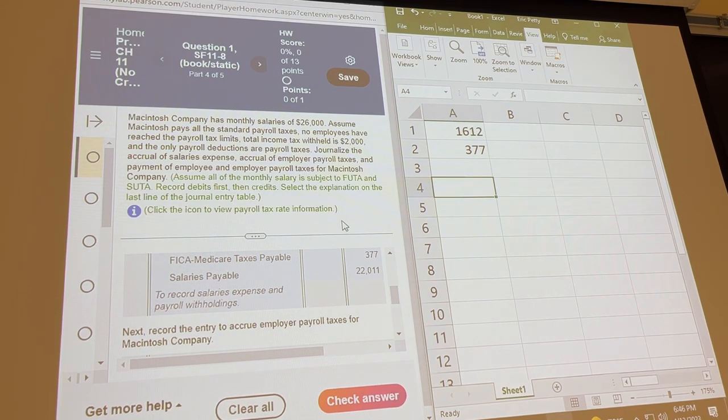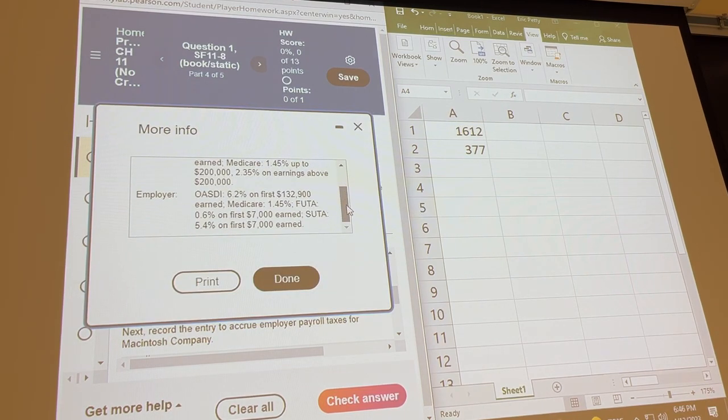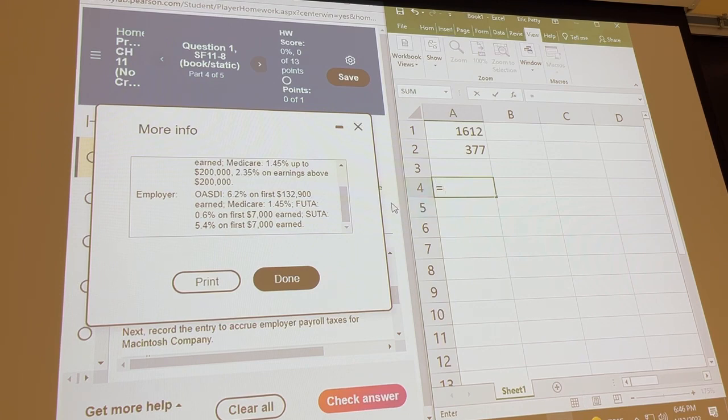So what do they tell us about the rates? Oh, we have to open this up. They tell us that FUTA is 0.6%, so 26,000 gross payroll times 0.6% would be $156.